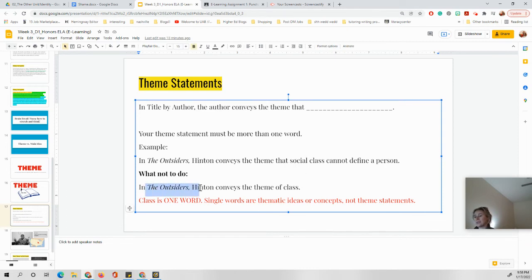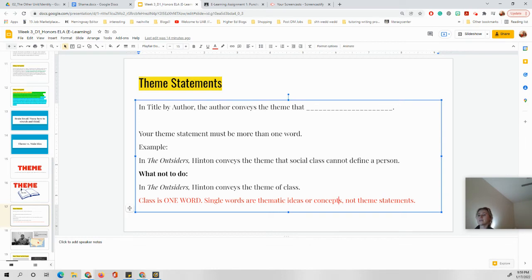What not to do is doing this. In The Outsiders, Hinton conveys the theme of class. Just one word. Okay, that's way too broad, and it's not a specific theme. That is an idea. That's something we call a thematic idea or a concept. And it's not a theme statement. And if you do one word in anything that we do, you're going to get counted off, okay? Because a theme is not one word. It's more than one word.